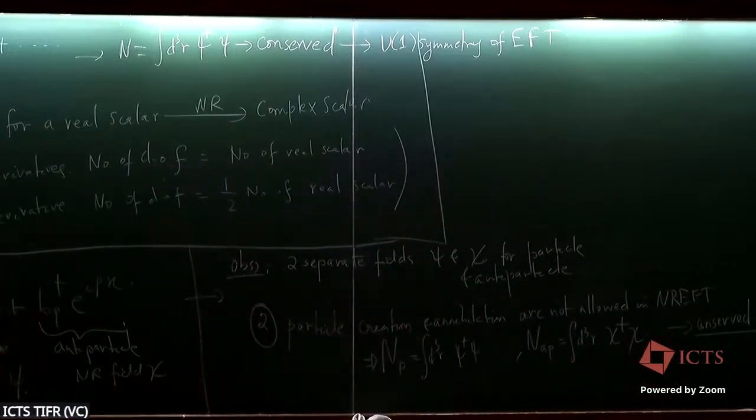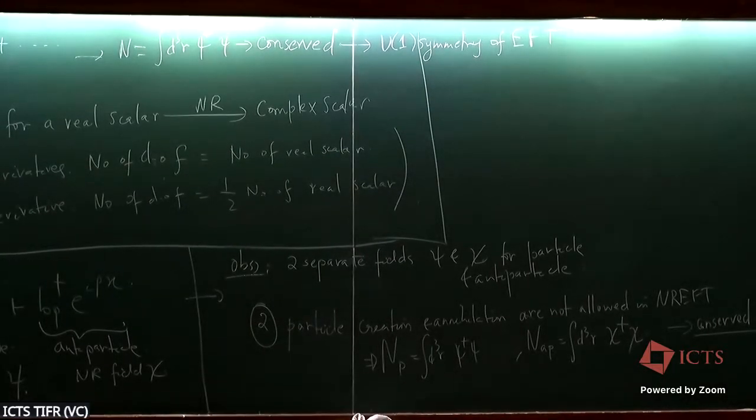Now, is that symmetry present here? The answer is no. This is an emergent symmetry of the non-relativistic EFT, which is absent in the full theory, but is present in non-relativistic EFTs. So any time you go into non-relativistic theories, your particle number is conserved, or if you have antiparticles, your antiparticle number is conserved. You do not have any particle creation or annihilation. So the number of particles coming in has to be the same as the number of particles going out.